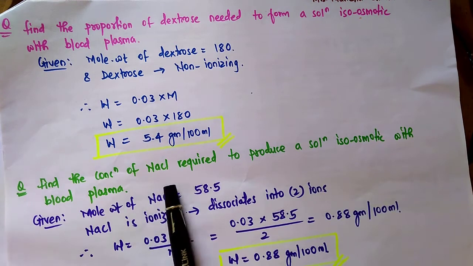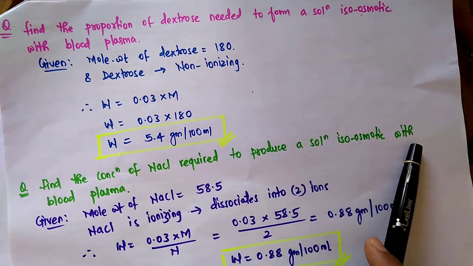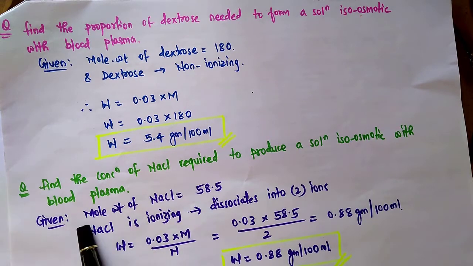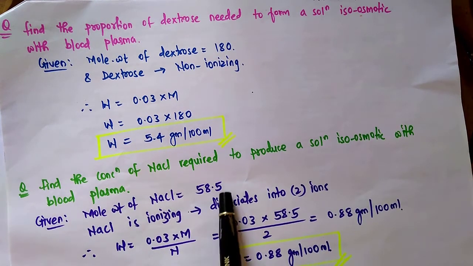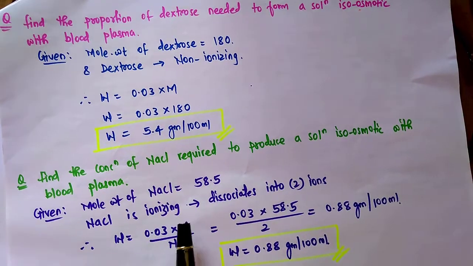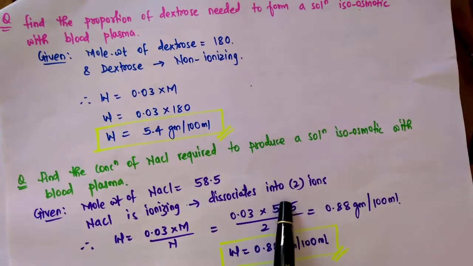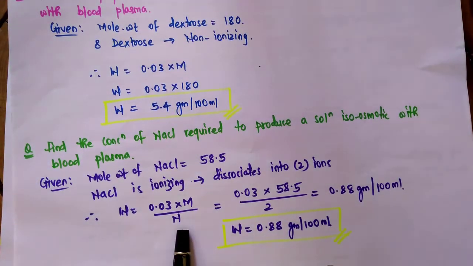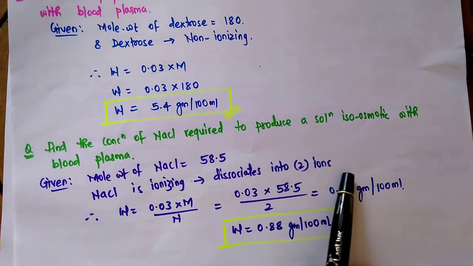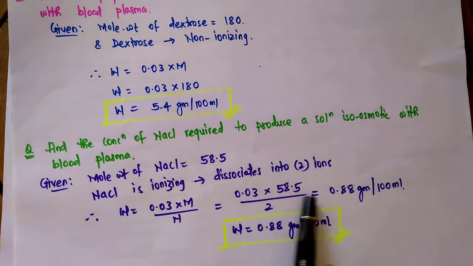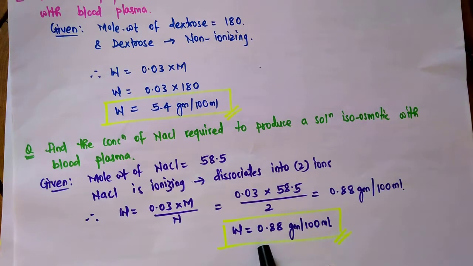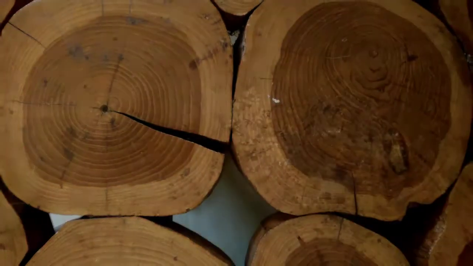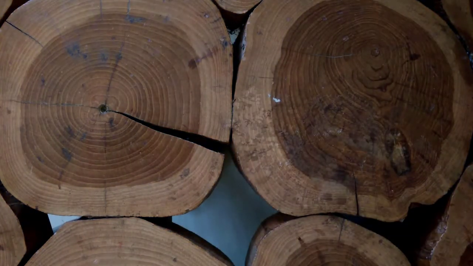So we are supposed to find out the concentration of NaCl which is required to produce a solution isoosmotic with blood plasma. They have given that the molecular weight of NaCl is 58.5, and since NaCl is ionizing, it will dissociate into two ions. So the formula which we are supposed to use is W is equal to 0.03 into M divided by N. N is 2 since it dissociates into 2 ions. So 0.03 into 58.5 divided by 2, the answer is 0.88 grams per 100 ml. So the quantity of NaCl required is 0.88 gram per 100 ml.